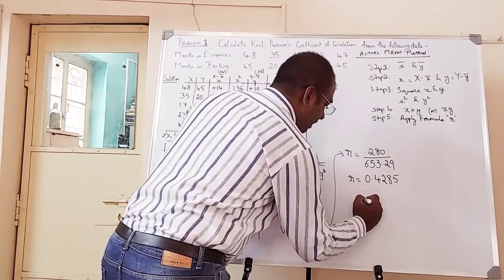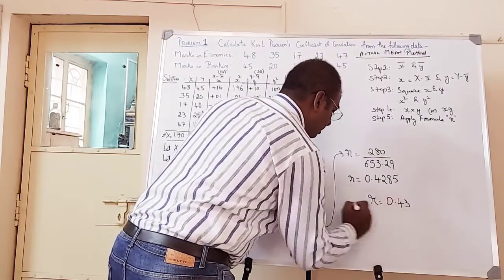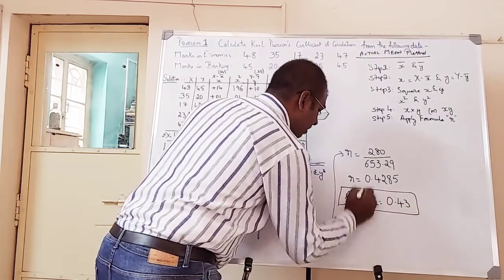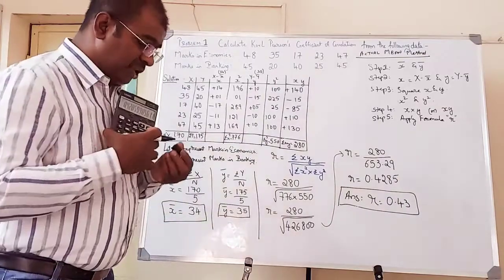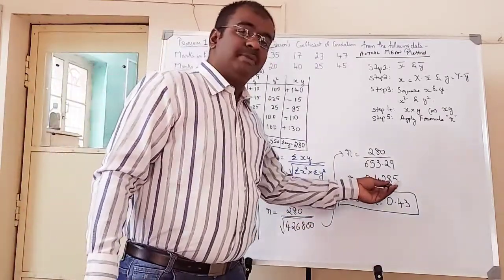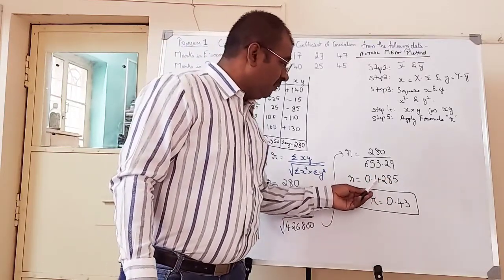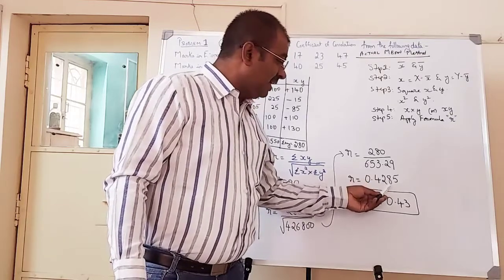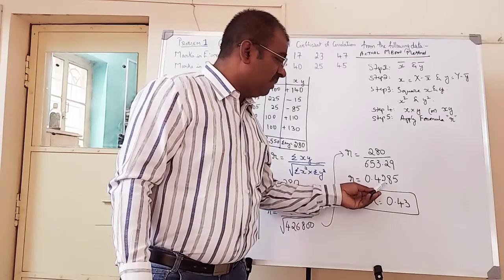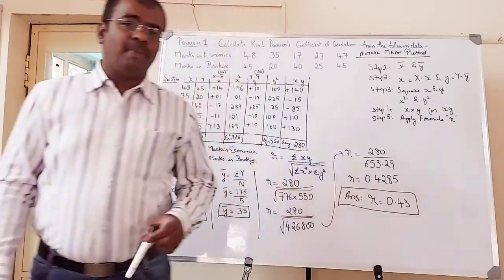0.4285. We can conclude that R is equal to 0.43. That is the answer. Correlation coefficient is 0.43. We take 4 decimal places and finally bring it down to 2 decimal places. If the third decimal is 5 and above, we round off the nearest decimal to the next nearest. Now that 2 will become 3.